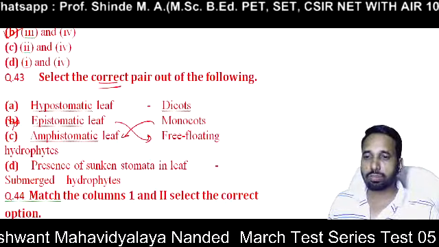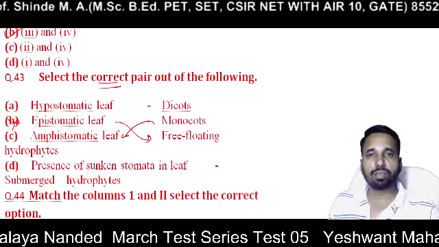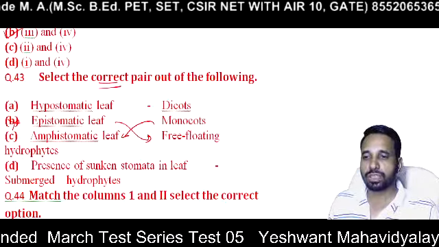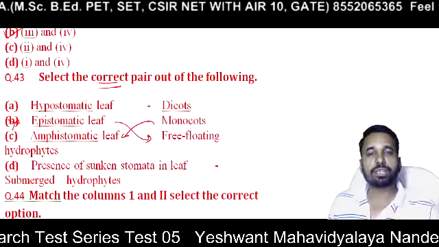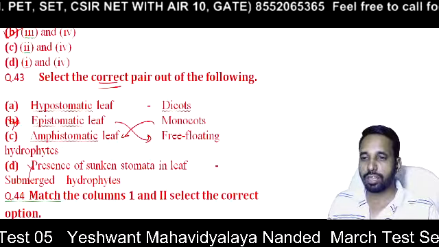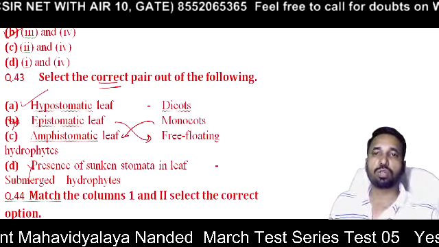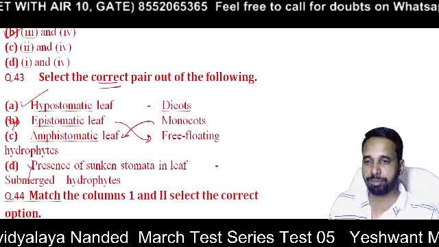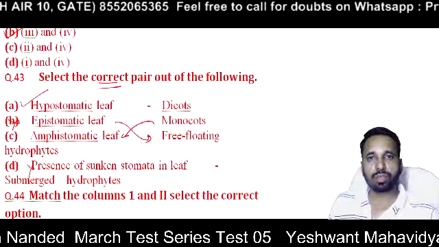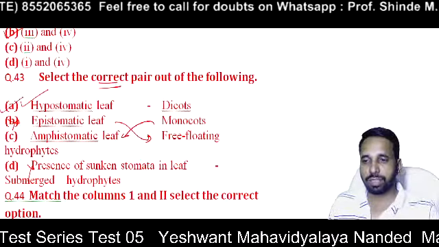Then presence of sunken stomata in submerged hydrophyte. Is it so? Sunken stomata are there to conserve water, right? So that's not possible. Hydrophyte will be totally without stomata, so this is also wrong. So only right thing is hypostomatic leaf in dicot. Hypostomatic means what? On the lower epidermis there will be the stomata. Fine. So dicot, as they have got dorsiventral leaf, they have got stomata only on the lower epidermis. So option A is fine.